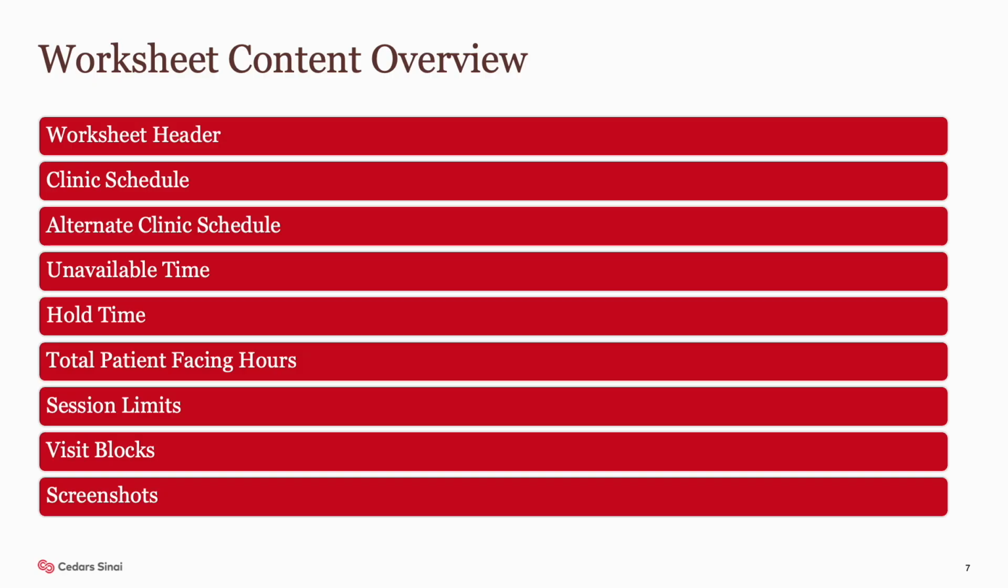The template worksheet is made up of different template elements that get captured in one worksheet. So let's break down each section of the worksheet and review what information it provides and what you as an operational leader must validate. So let's start with the first part, which is the worksheet header.